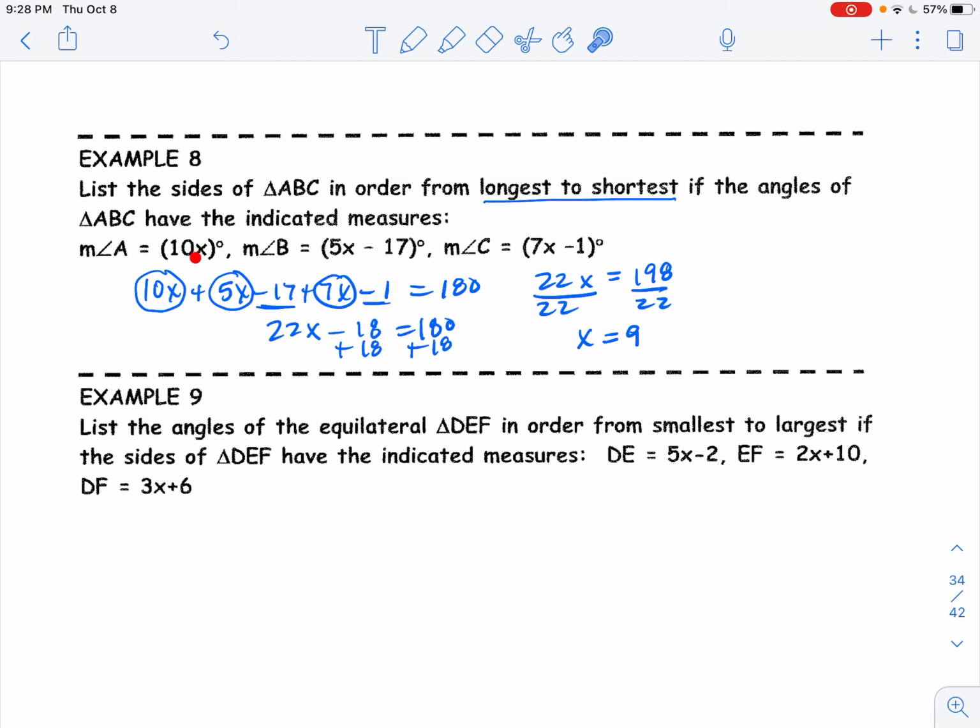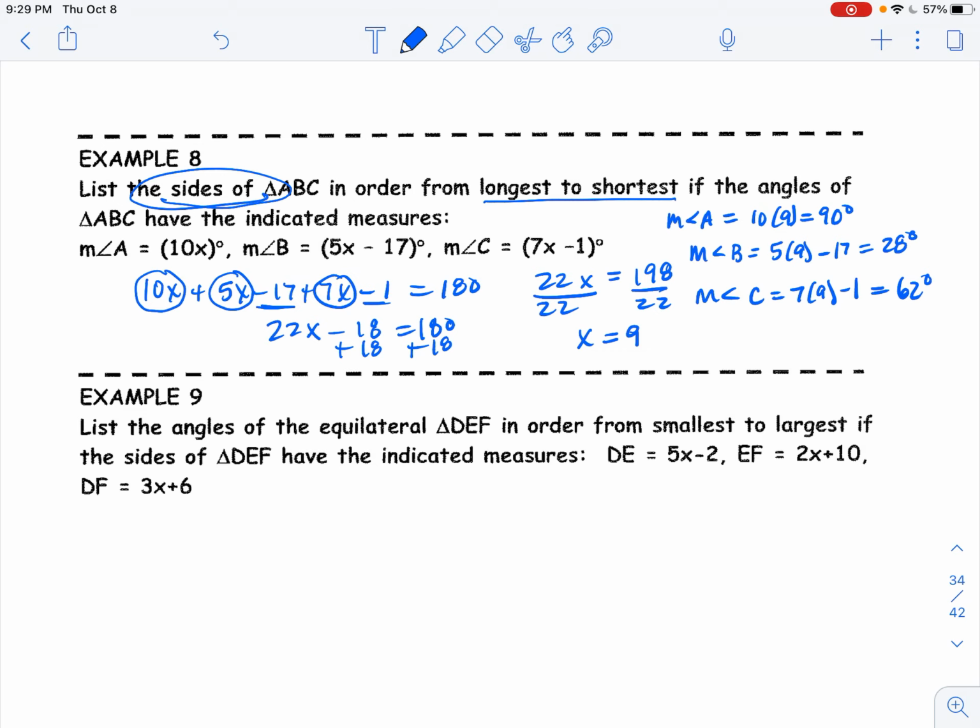If I substitute 9 in for each of these x's, then I can figure out what each angle measures. So the measure of angle A is equal to 10 times 9, or 90. The measure of angle B is equal to 5 times 9 minus 17. 45 minus 17 is 28. And the measure of angle C is equal to 7 times 9 minus 1. 7 times 9 is 63, minus 1 is 62. So if I want to list the sides of this triangle.